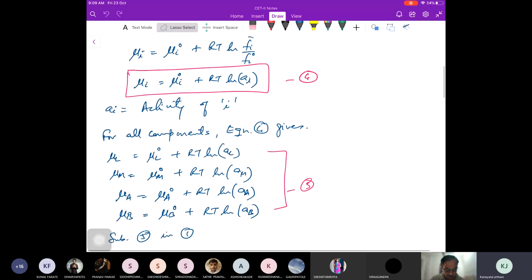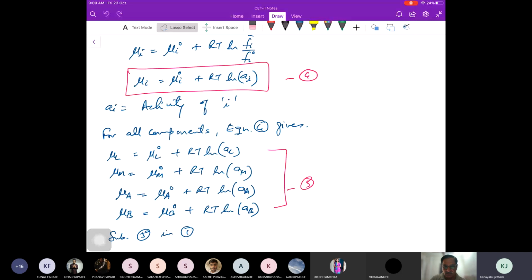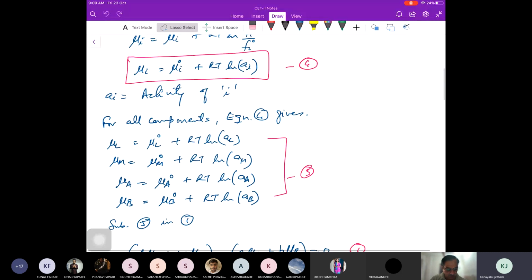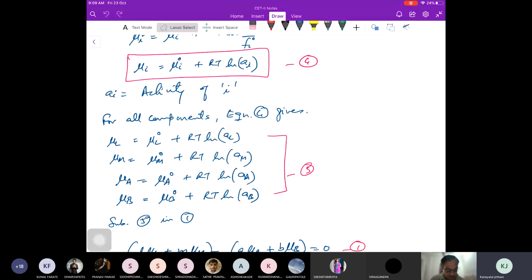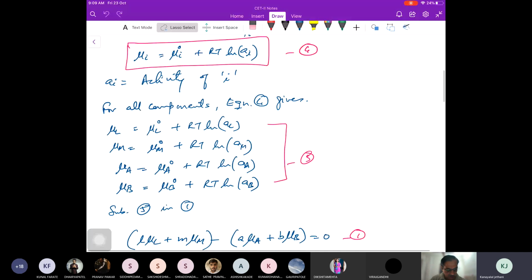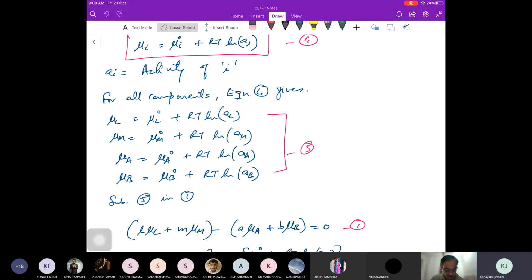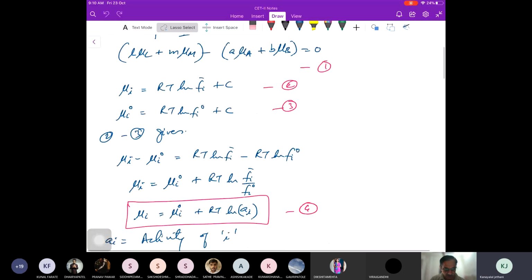Any questions on equation 4? So for all the components, we can write equation 4. Mu L is equal to mu L 0 plus RT ln a L. Mu M is equal to mu M 0 plus RT ln a M. Mu A is equal to mu A 0 plus RT ln a A. And mu B is equal to mu B 0 plus RT ln a B. Right? And then we substitute all these equations for mu L, mu M, mu A and mu B in equation 1.